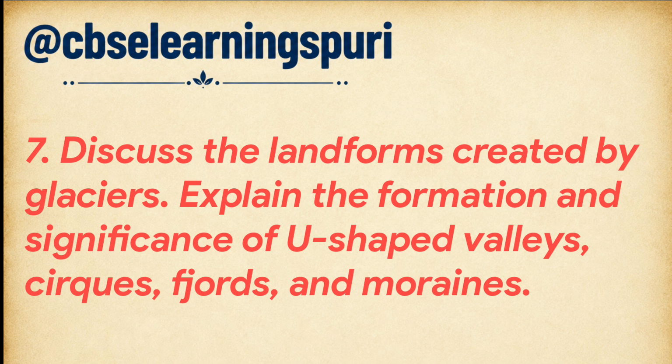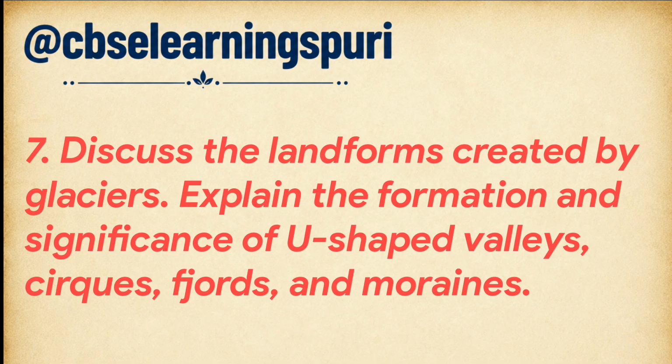Moraines. Formation. While the other landforms are created by carving, that is erosion, moraines are made by deposition. When a glacier melts, it leaves behind the piles of rocks, soil and debris called till that it was carrying. Types. Lateral moraines formed along the sides of the glacier, terminal moraines found at the end of the glacier, showing the furthest point it reached, medial moraines formed in the middle when two glaciers meet and join their side piles together.